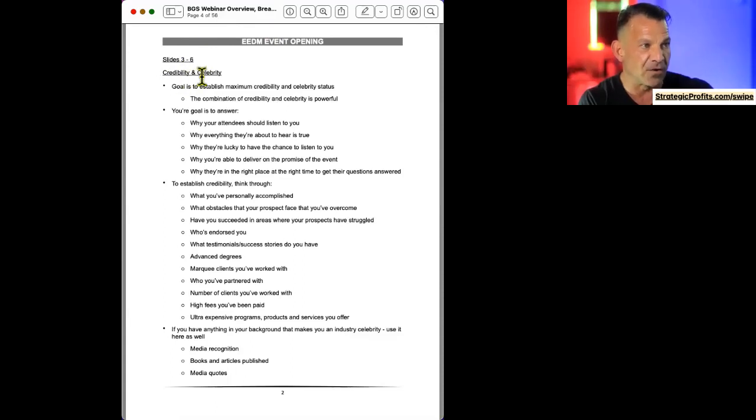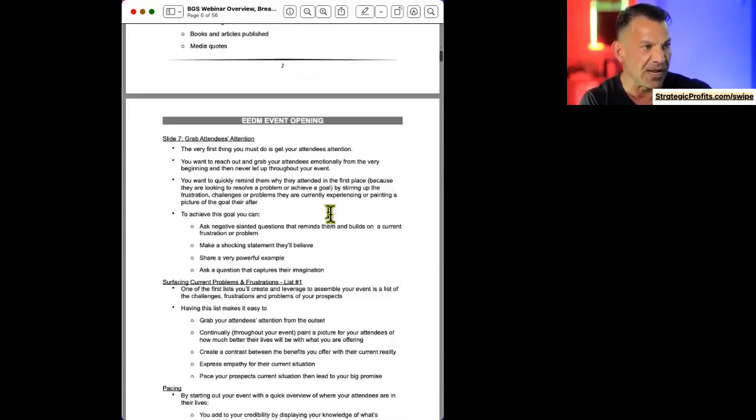Here were credibility and celebrity. And so the goal is to establish maximum credibility and celebrity, right? The combination's powerful. Your goal is to answer these questions: why your attendees should listen to you, why everything they're about to hear is true, why they're lucky to have a chance to listen to you, why you're able to deliver on the promise of the event, why they're in the right place at the right time to get their questions answered. To establish credibility, think through what you've personally accomplished, what obstacles. So it just goes through page after page.